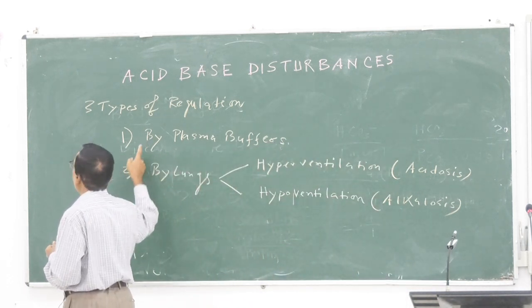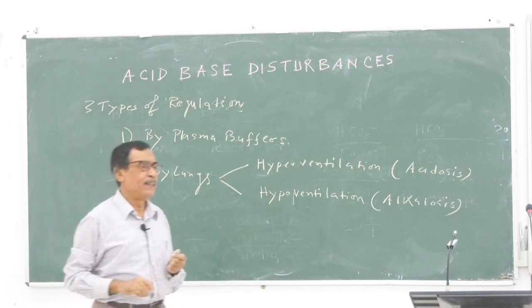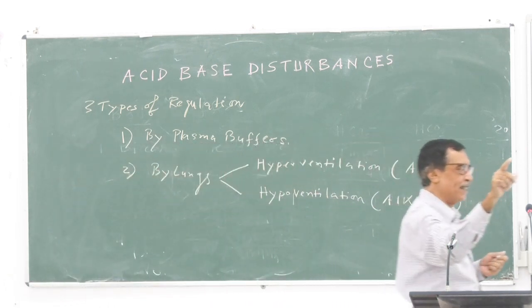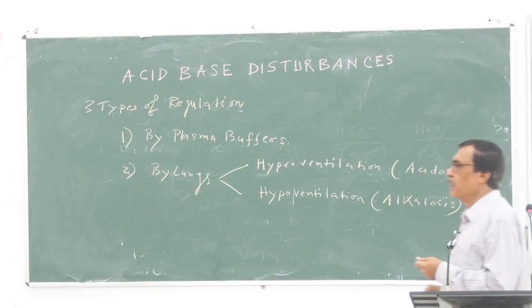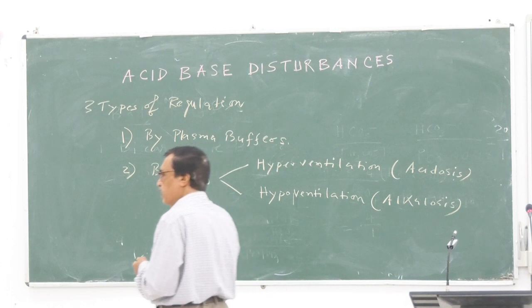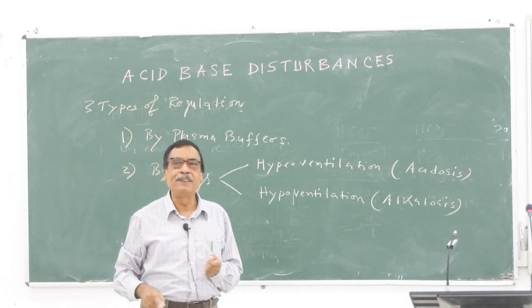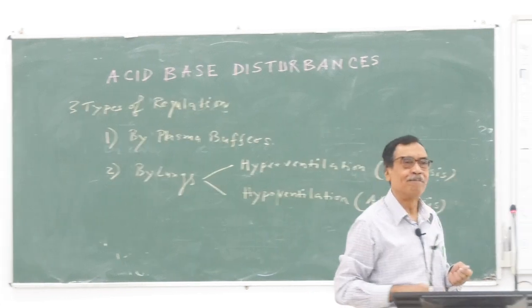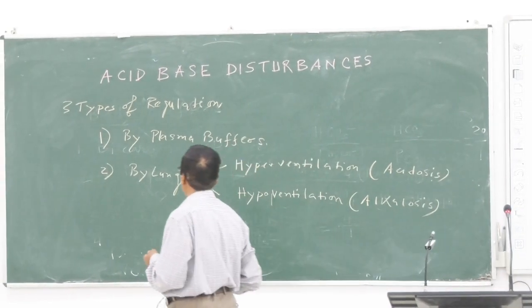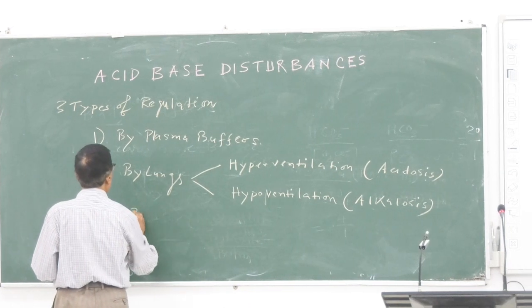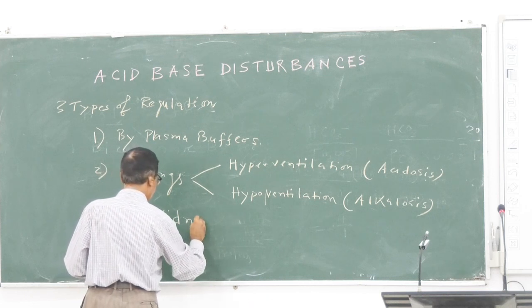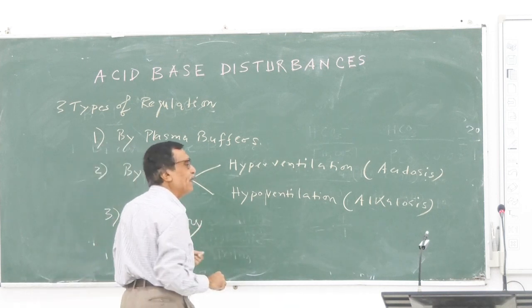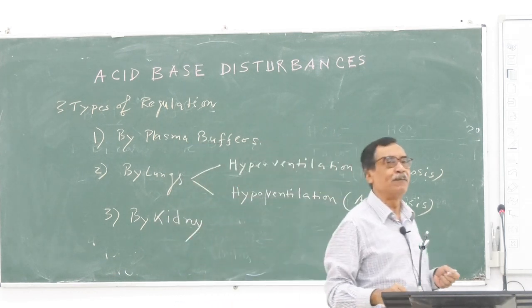But these regulations are not the final regulation. The final and ultimate regulation, the main regulation, is the kidney. If there is any kidney damage, acidosis or alkalosis disturbance must occur. In any type of kidney damage, acid-base disturbance must occur. So kidney regulation is the main regulation. Renal regulation is the main regulation to maintain the pH of the blood.